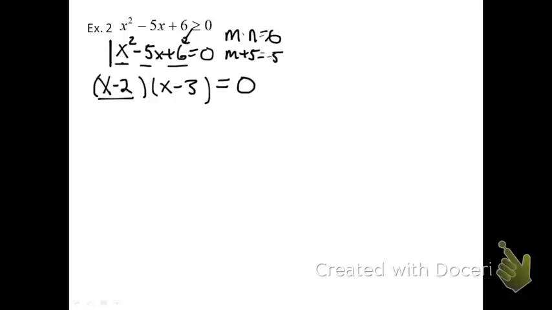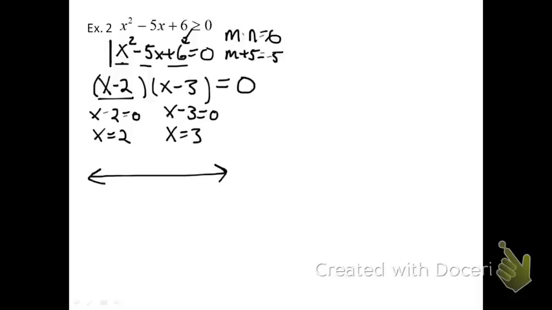That means if I set x minus 2 equal to 0, I can get a 0 of 2. And if I set x minus 3 equal to 0, I'm going to get another 0 of 3. Remember, from here, we make a number line, and we plot our zeros on it. So I'm going to put 2 here and 3 here.